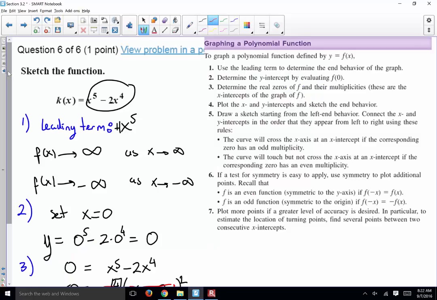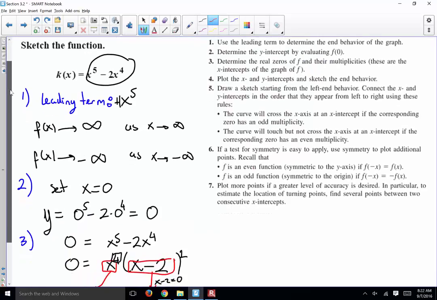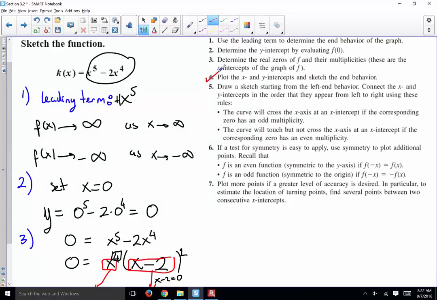All right. Step 4. I have already done this. I didn't wait until 4. Whenever I complete each step, I do it anyway. 5. Draw a sketch starting from left end behavior. Connect the x and y intercepts in order, appearing from left to right, using these rules. The curve, okay, this is important, will cross the x-axis. There are two kinds of x-intercepts. One is a touch point, the other one is a cross point.